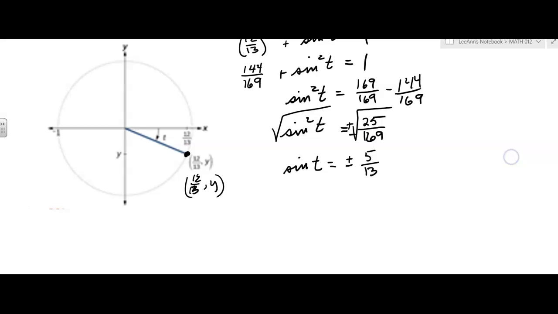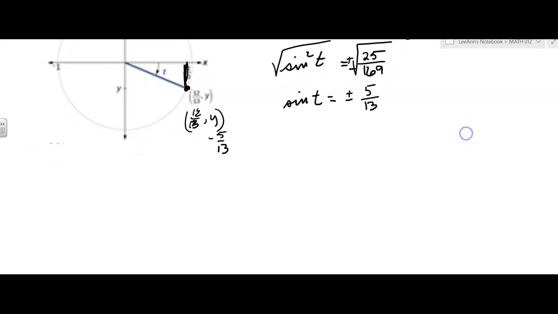Now we know if sine is positive or negative because we're in the 4th quadrant. So it's got to be the negative case. Think about this here. Y has got to be negative 5 over 13. Okay? All right, now we know the sine, we know the cosine, we should be able to do all the trigonometric functions. So I'm going to write sine t, we just figured that out, negative 5 over 13. Cosine t, that was given to us, 12 over 13.